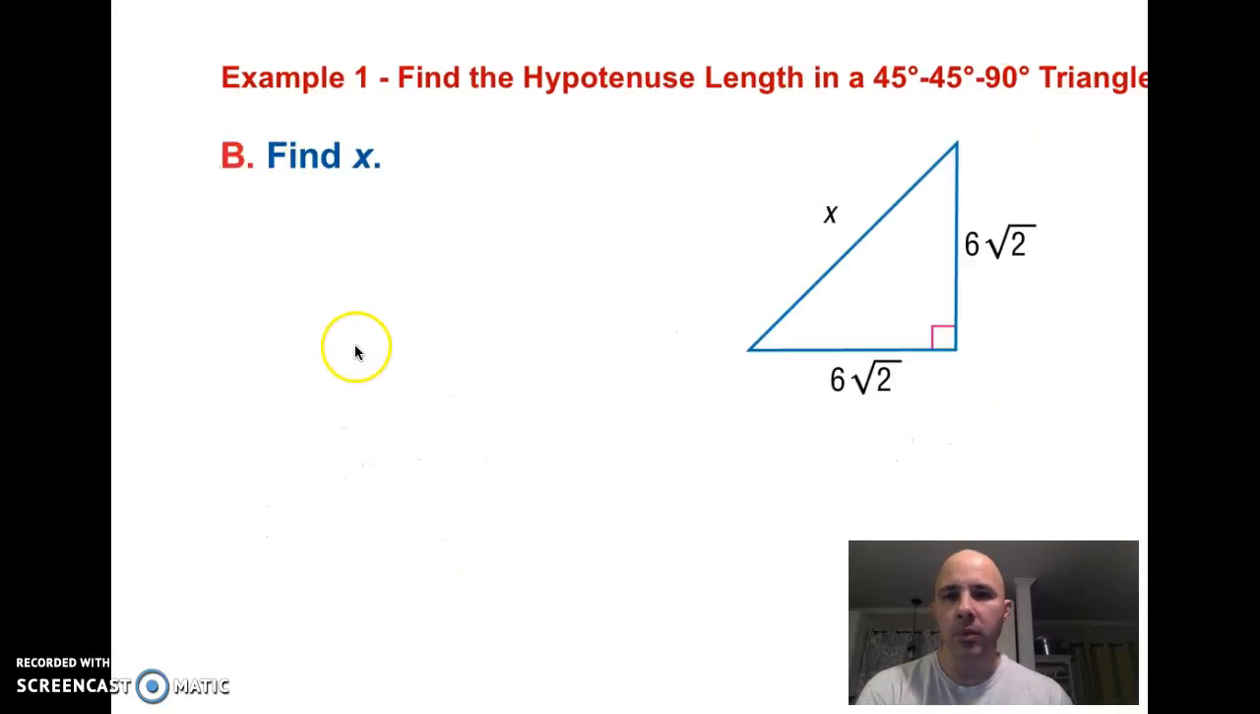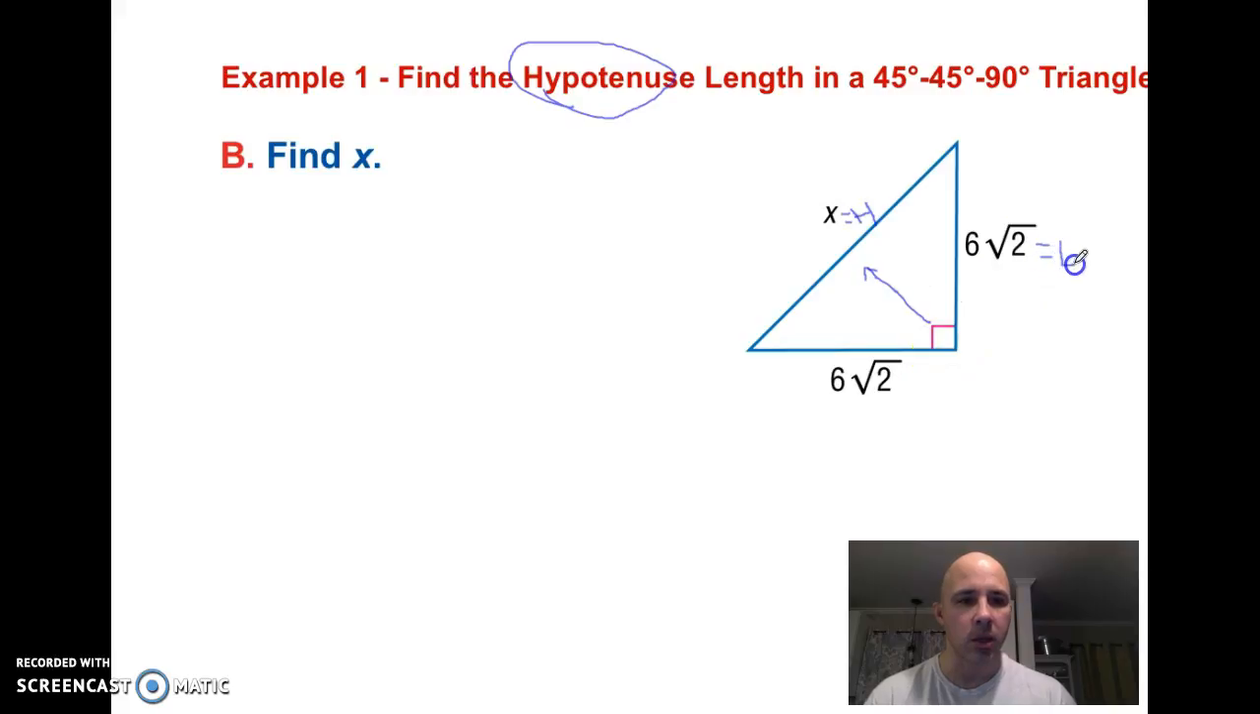Benchmark number 22, talking about special right triangles. This is letter B for example 1. We want to find the hypotenuse length in a 45, 45, 90 triangle. Again, this is our goal. The first thing I want you to do is make sure you understand where the hypotenuse is located. It's across from the right angle. So let's label that as your hypotenuse, in this case I'm just going to label it as H. You also want to label the two legs of this right triangle. So this is my leg.